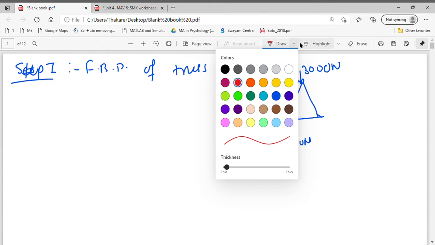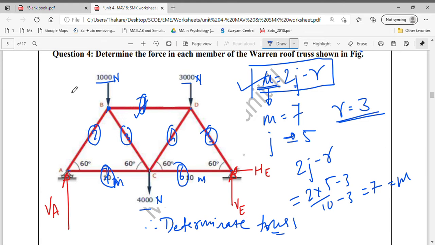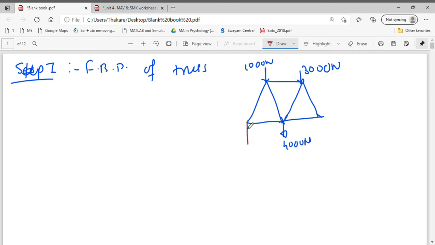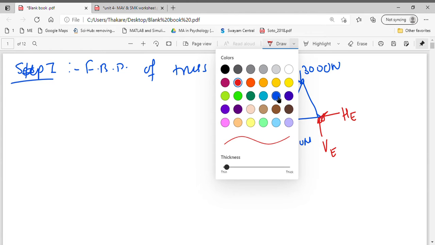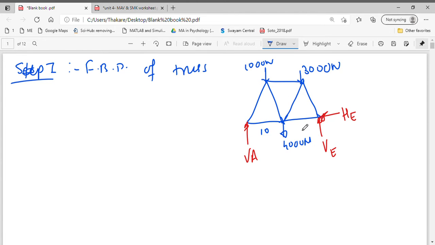On support A there is a roller support, so there is one reaction developed, which is vertical at A, and at point E there are two reactions developed. One will be vertical at E and one will be horizontal at E. The distances given are 10 meter and 10 meter. Now we have drawn the free body diagram of the truss. Step 2 is to apply the conditions of equilibrium. We apply the conditions of equilibrium on this entire truss.